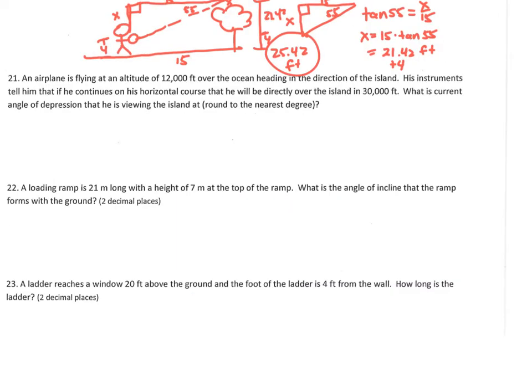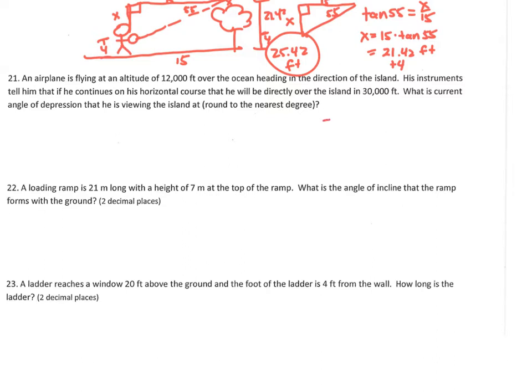Next question. An airplane is flying at an altitude of 12,000 feet over the ocean, heading in the direction of an island. His instruments tell him that if he continues on his horizontal course, he will be directly over the island in 30,000 feet. What's the current angle of depression that he's viewing the island at?